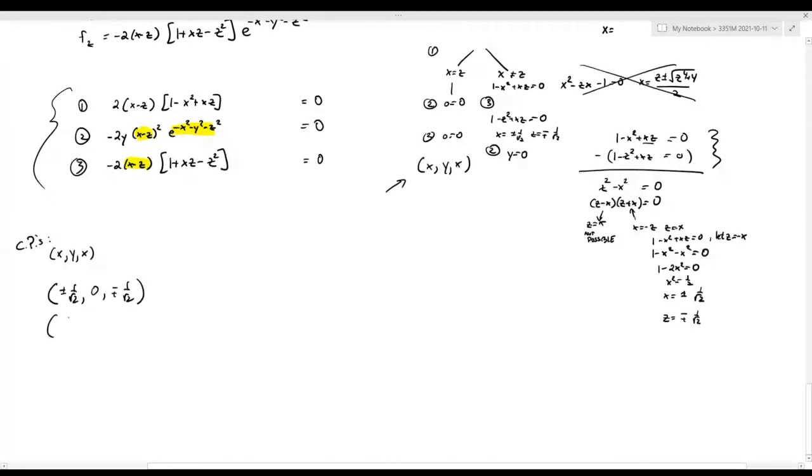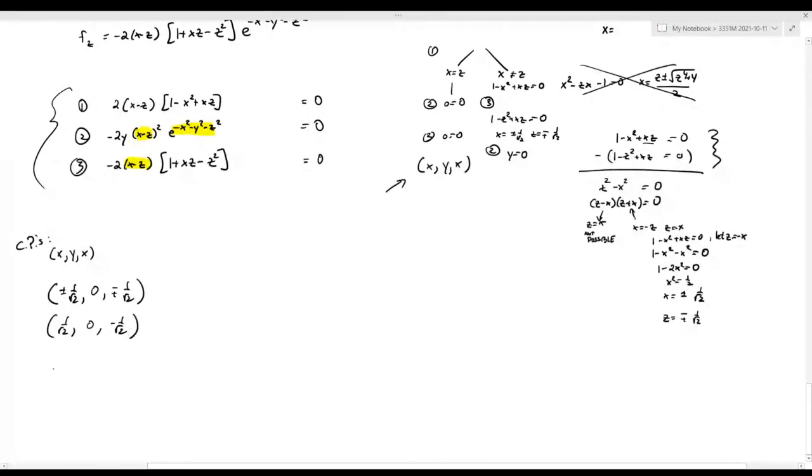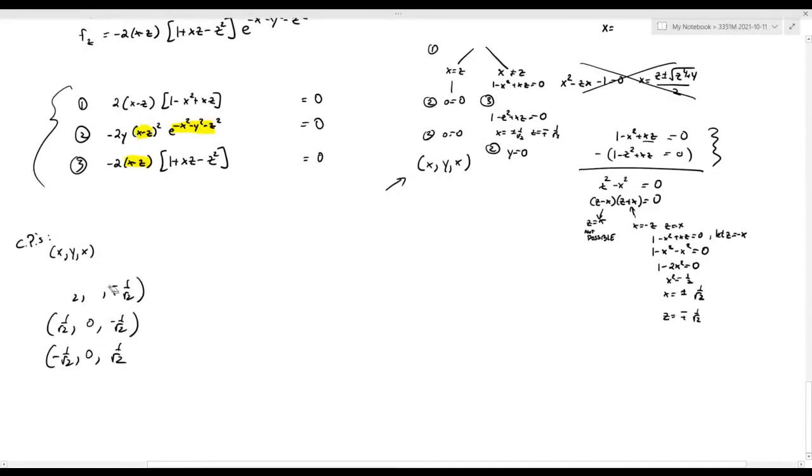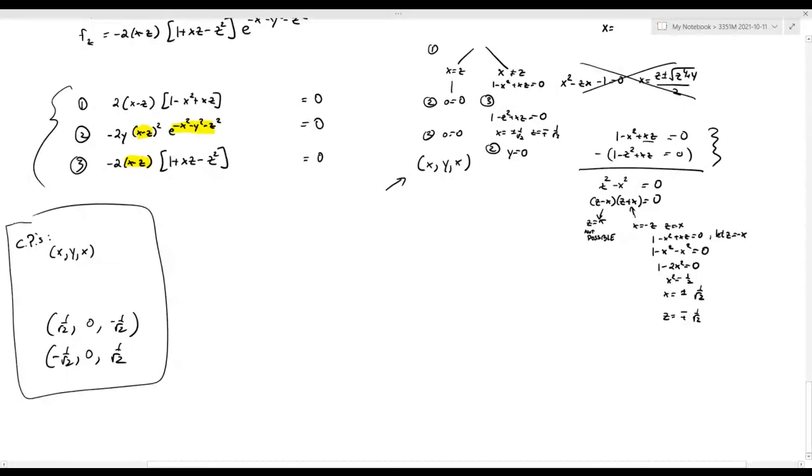So I better write that out because I don't want the ambiguity of it being either one's plus or minus, so there's actually 4 of them. There's actually just 2. This one and this one. So let's just erase that because people will get confused. So these are all the critical points.